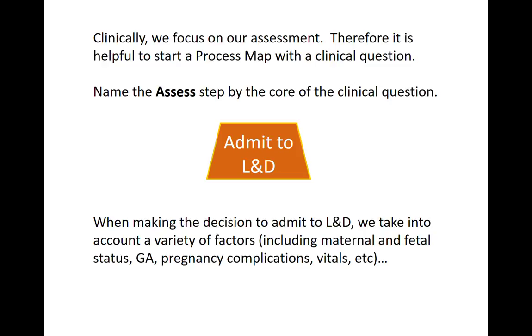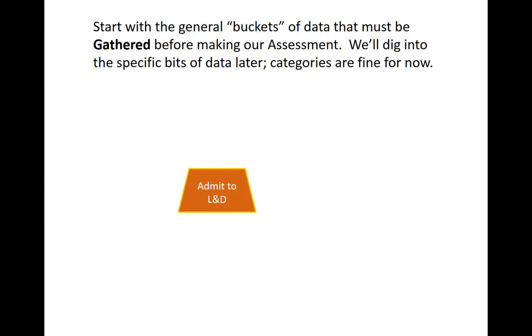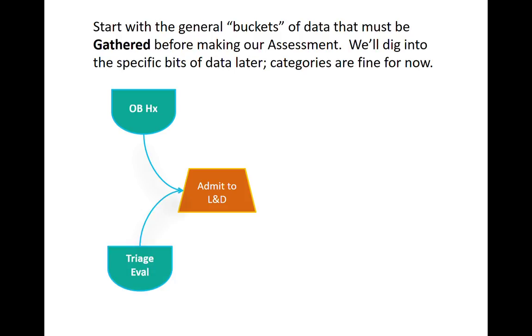Now, when making the decision to admit or not, we take into account a variety of different factors, including maternal and fetal status, gestational age, prior pregnancy complications, vital signs, etc. So we need to gather all that data. Now, there are many different pieces of data that need to be gathered in order for us to make our central assessment. But we'll dig into those specific pieces later. For now, let's just organize them into general buckets or categories of data. We need things like OB history, the triage evaluation, and then guidelines that tell us when to admit and when to discharge.